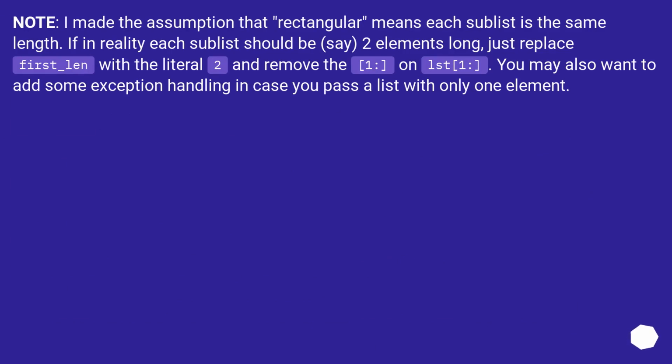Note, I made the assumption that rectangular means each sublist is the same length. If in reality each sublist should be, say, 2 elements long, just replace first underscore len with the literal 2 and remove the 1 column, on LSD 1 column. You may also want to add some exception handling in case you pass a list with only one element.